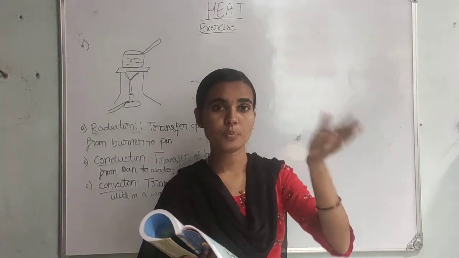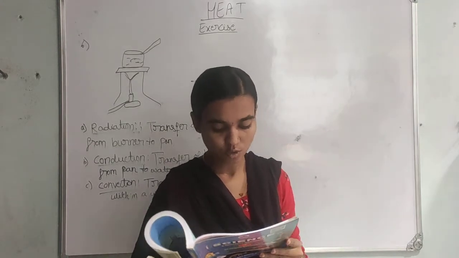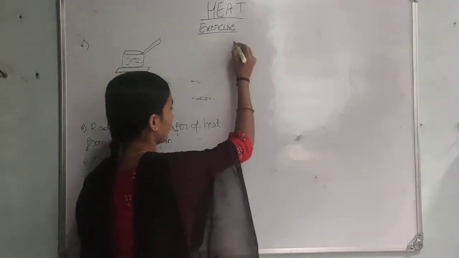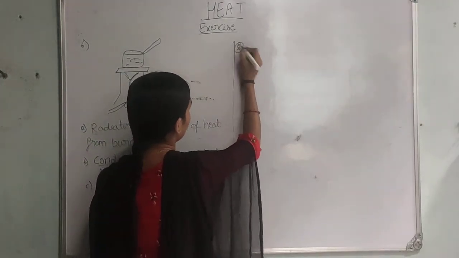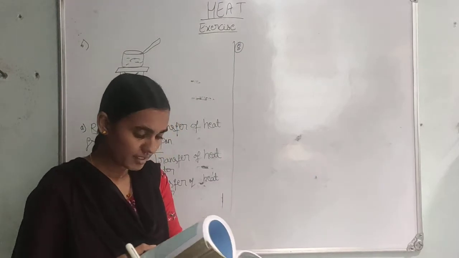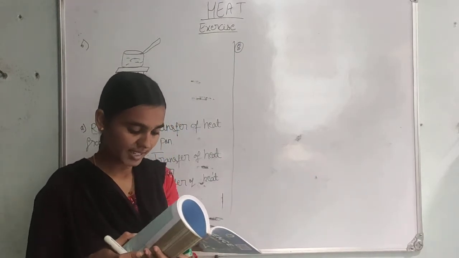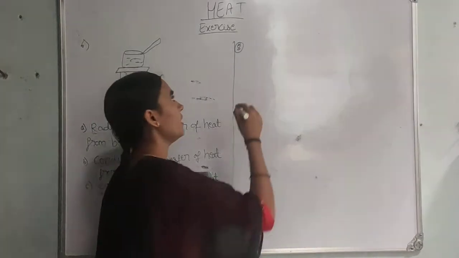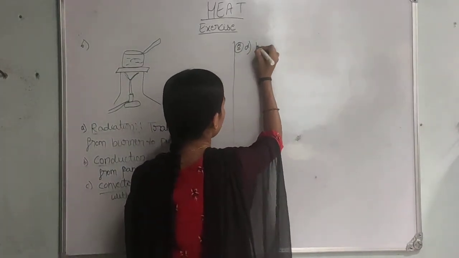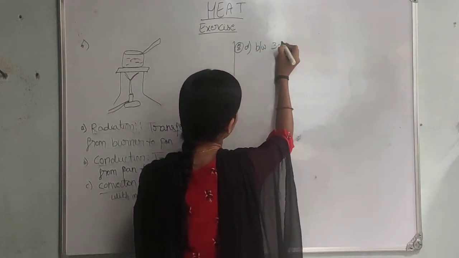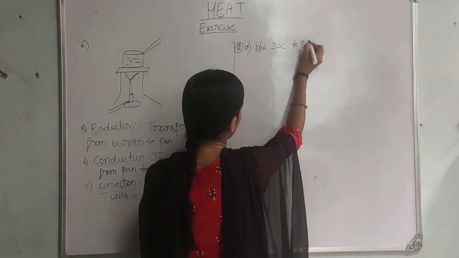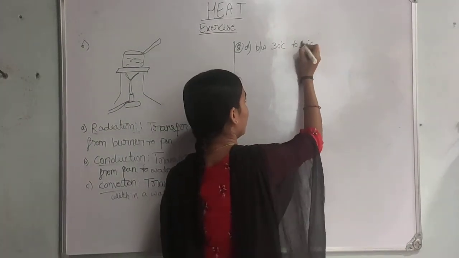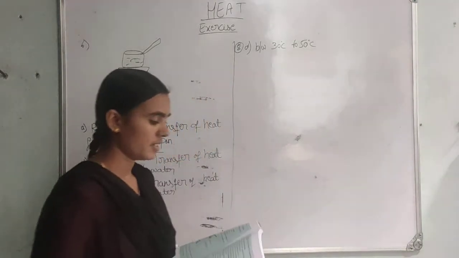So here we are going to mix these two waters. So what will be the temperature? The options are 80 degrees Celsius, more than 50 degrees but less than 80 degrees, 20 degrees Celsius, and between 30 degrees and 50 degrees. So here option D is correct, between 30 degrees Celsius and 50 degrees Celsius.